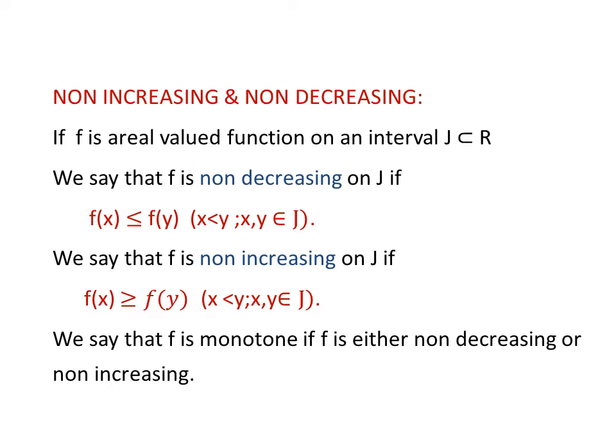Non-increasing and non-decreasing. If f is a real valued function on an interval J contained in R, we say that f is non-decreasing on J if f of x is less than or equal to f of y, for x less than y, x comma y belongs to J. We say that f is non-increasing on J if f of x is greater than or equal to f of y, for x less than y, x comma y belongs to J. We say that f is monotone if f is either non-decreasing or non-increasing.